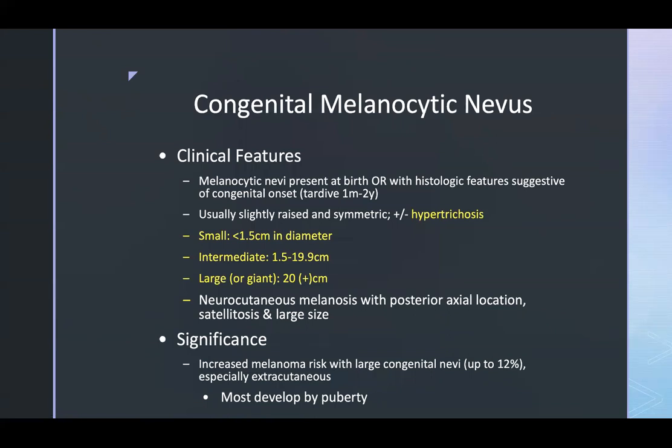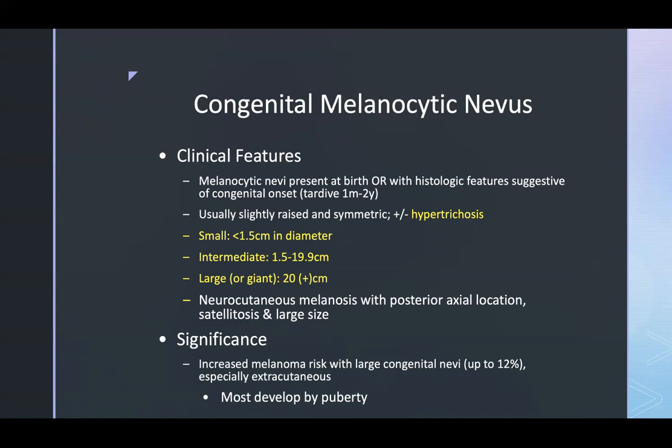Congenital melanocytic nevi are melanocytic nevi that are present at birth, and they have histologic features suggestive of a congenital onset. Usually they're slightly raised, symmetric, and they have lots of hair growing from them. That's the hypertrichosis. If you remember the intermediate size cutoff, which is 1.5 to 19.9 centimeters, then you can easily remember the small and the large size. Small is going to be less than 1.5 centimeters in diameter, and the large or giant are going to be greater than 20 centimeters in diameter.